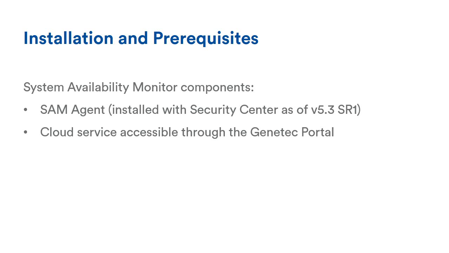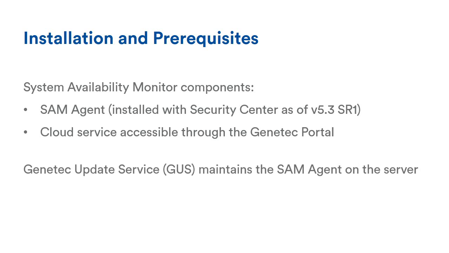SAM consists of two components: the System Availability Monitoring Agent, which is installed on the directory server, and the service in the cloud, which collects the information from the agents and makes it available to authorized users via the Genetec portal. The Genetec Update service maintains the System Availability Monitoring Agent, making sure it's on the most recent version of the software in case there are any updates.